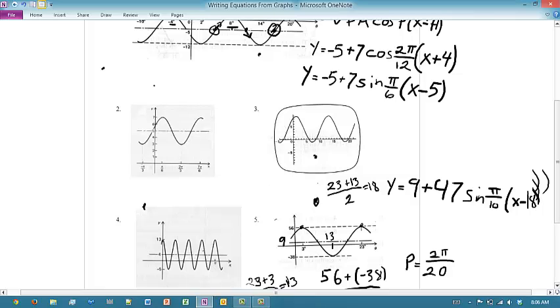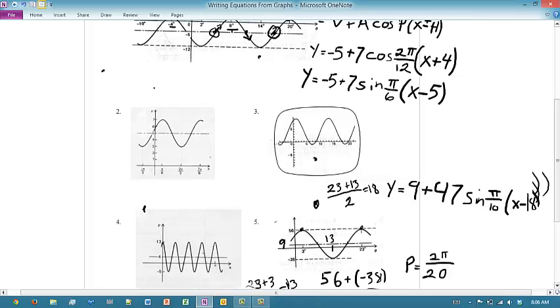Computer's a little funny, but we'll live with that. Okay. And lastly, we're going to do our cosine function. Our cosine function is a lot like our sine function, but it's just shifted. So we have y is equal to the same vertical shift plus the same amplitude cosine of the same period. So cosine of pi divided by 10 of x.